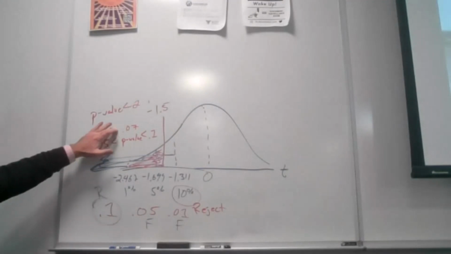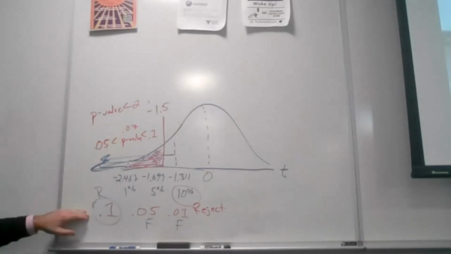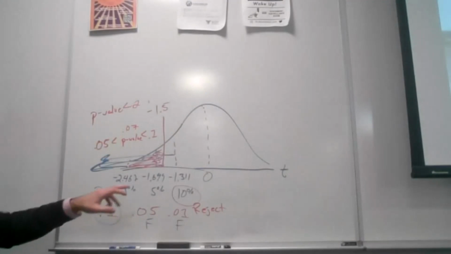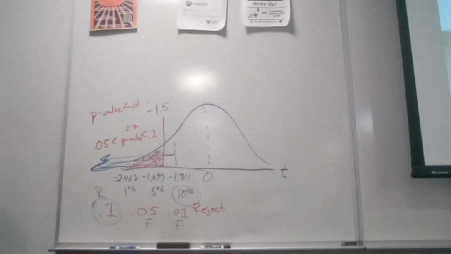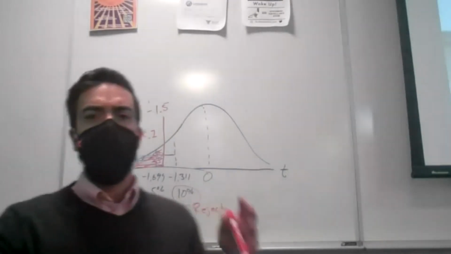And then it'd be easy. If I have 0.07, is that less than 0.1? Yes. Is it less than 0.05? No. Is it less than 0.01? No. Okay? Any questions on anything related to that problem? I'm guessing we probably answered a couple of questions that were on there.